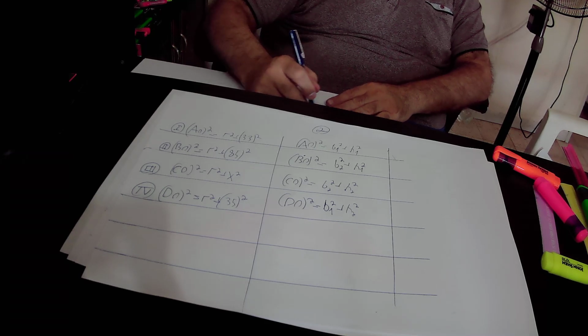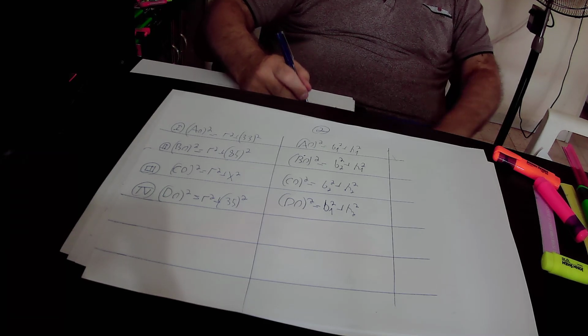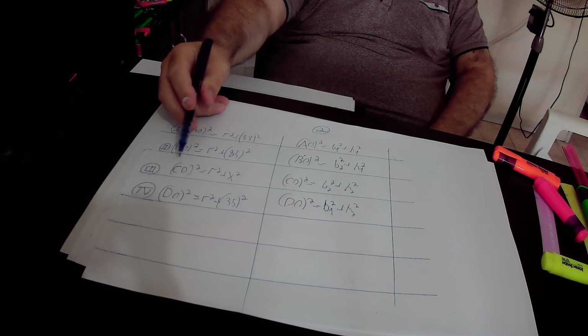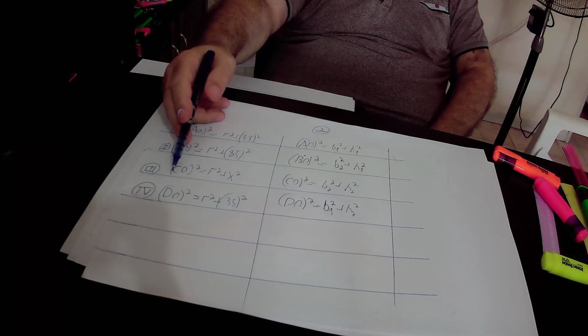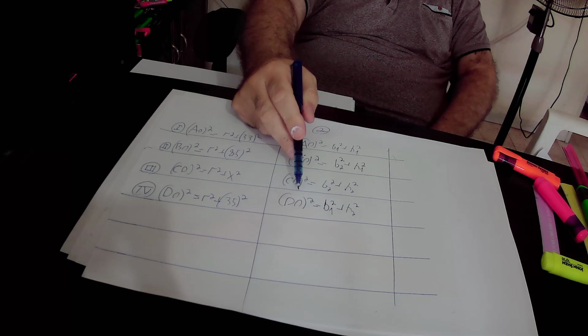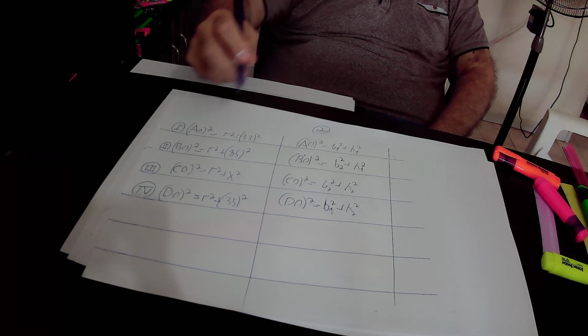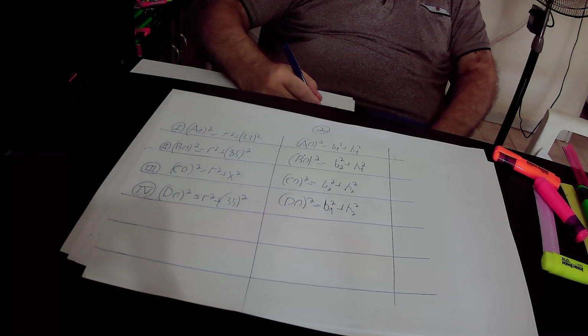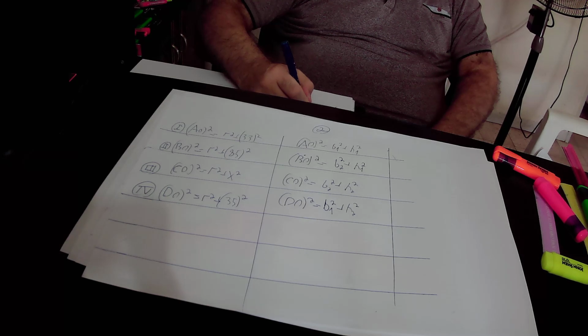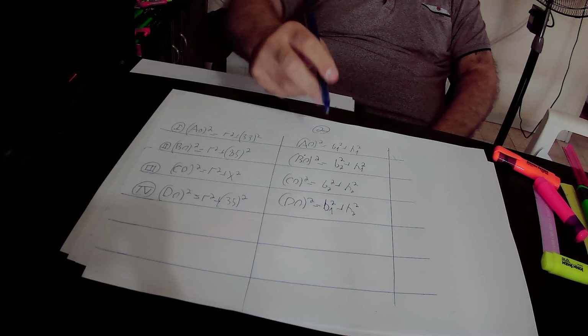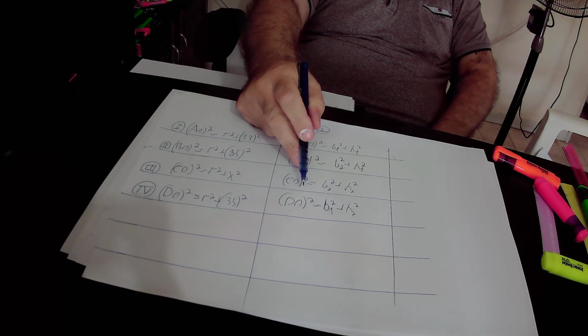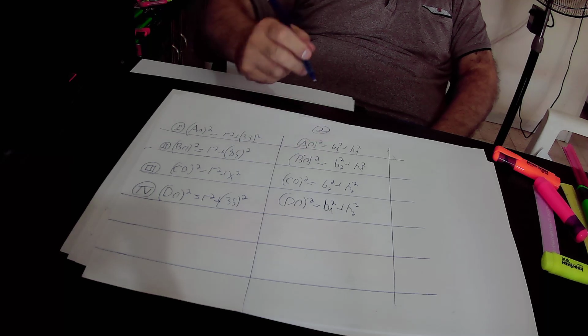And finally, we create equation number 4 that states that D whole square according to the first equation must be equal to D whole square according to the second equation. So D whole square according to the first equation is R square plus 35 square. And it must be equal to D whole square according to the second equation, that is B1 square plus H2 square.